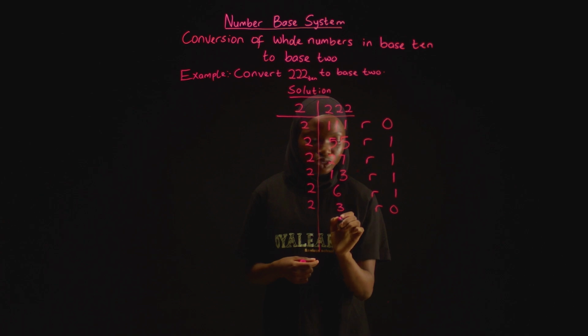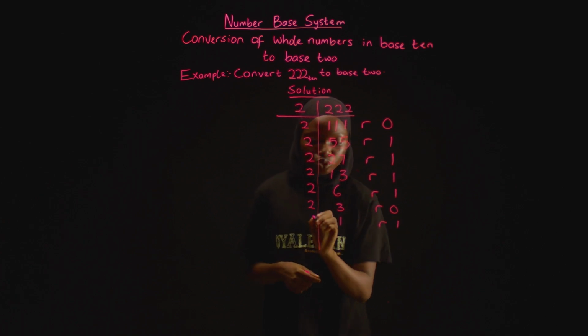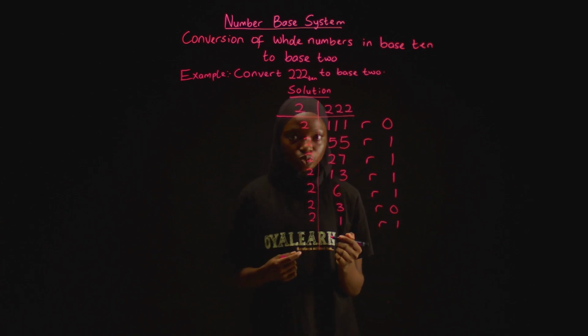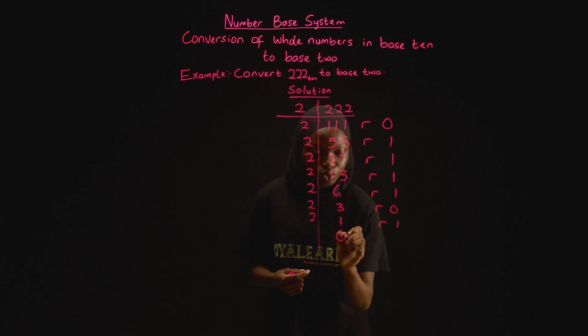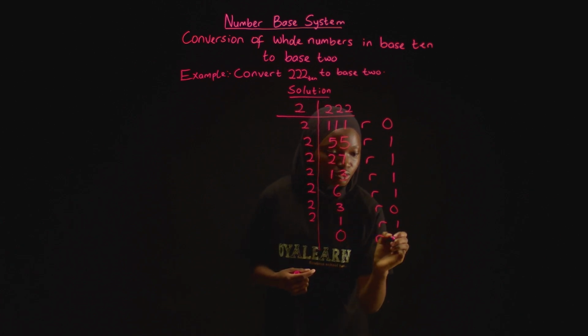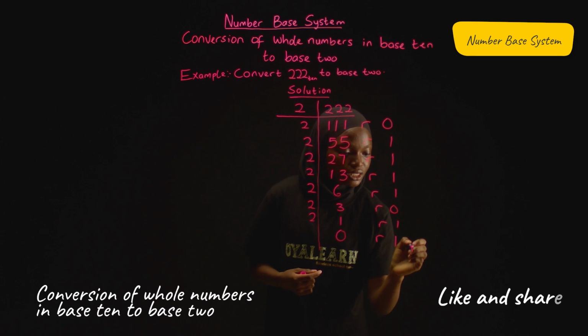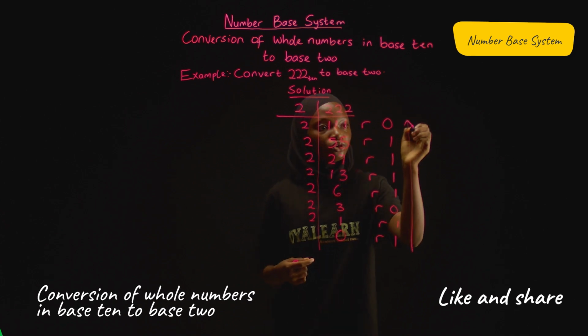2 goes in 3, that's 1. Remainder 1. 2 goes in 1, you can't see 2 in 1. So what do we have? That's 0. But you have a remainder of what? 1. Then we take our remainders upwards.